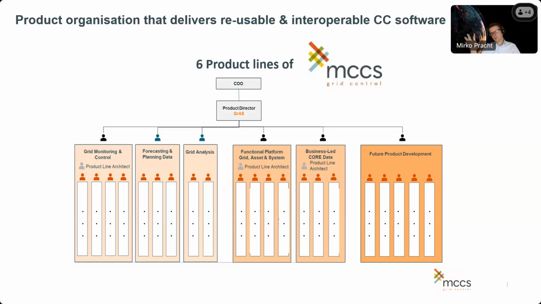And the second element, maybe you can see in this slide by the different colors, the left 3 product lines have a strong focus on directly delivering results which are related to the control center by all the monitoring and control or SCADA related aspects, forecasting and blending data for all the data related and forecasting capabilities we have in the control center, and grid analysis around EMS, load frequency control, and all the stuff.